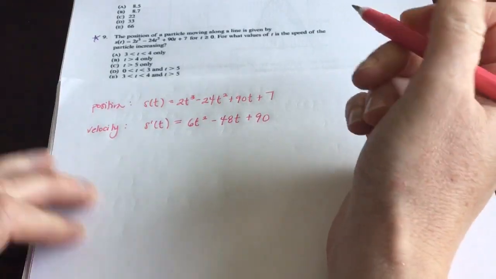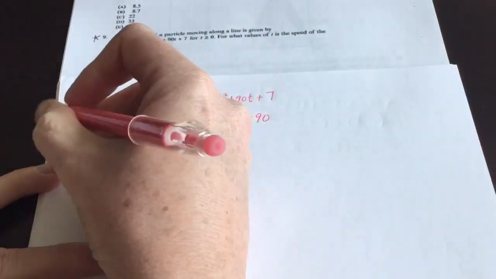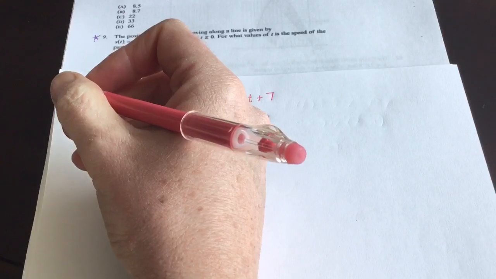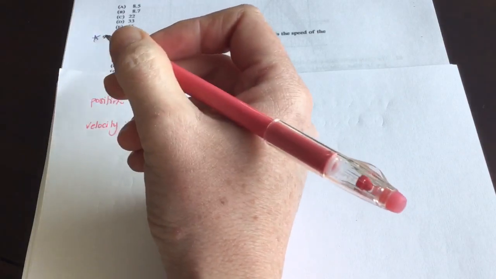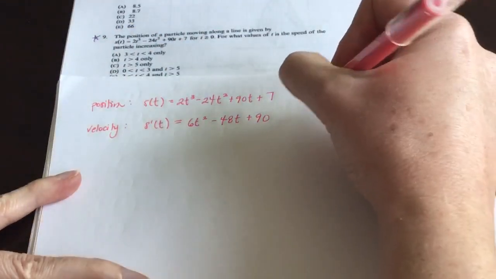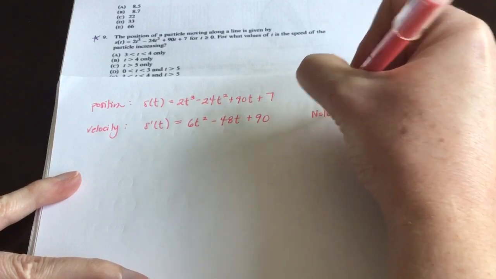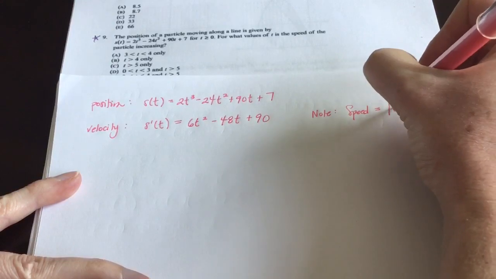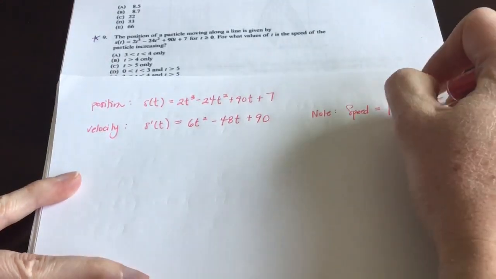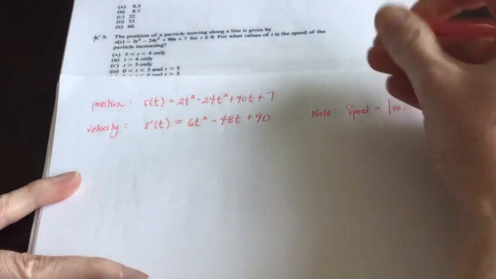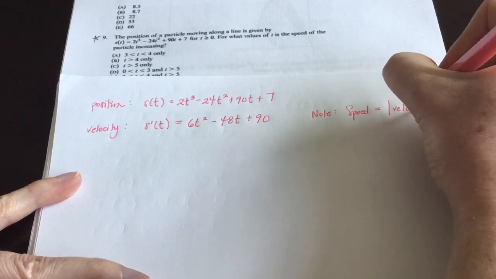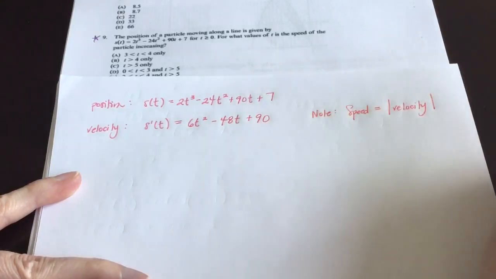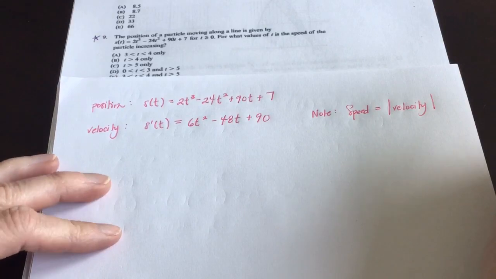From there, you could take a couple different routes. One thing you could do is make a note that speed is the magnitude of velocity, or the absolute value of velocity. Velocity, because it gives a direction component, can be positive or negative, but speed should always be positive.